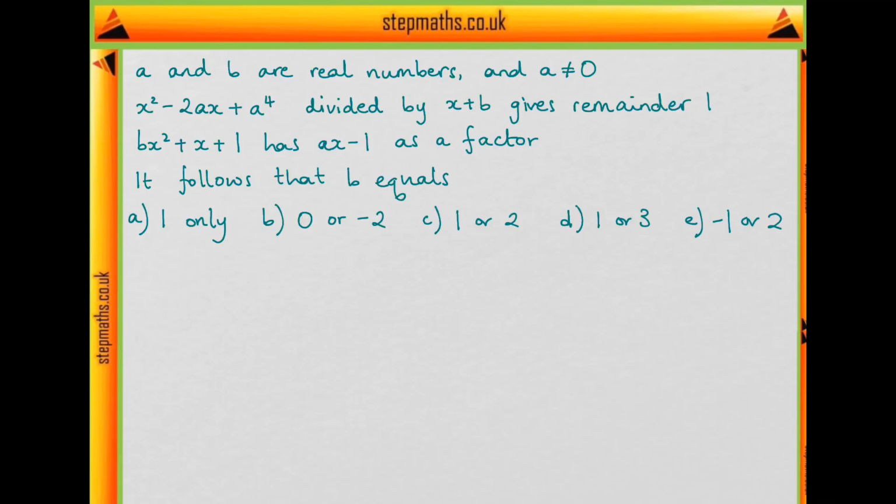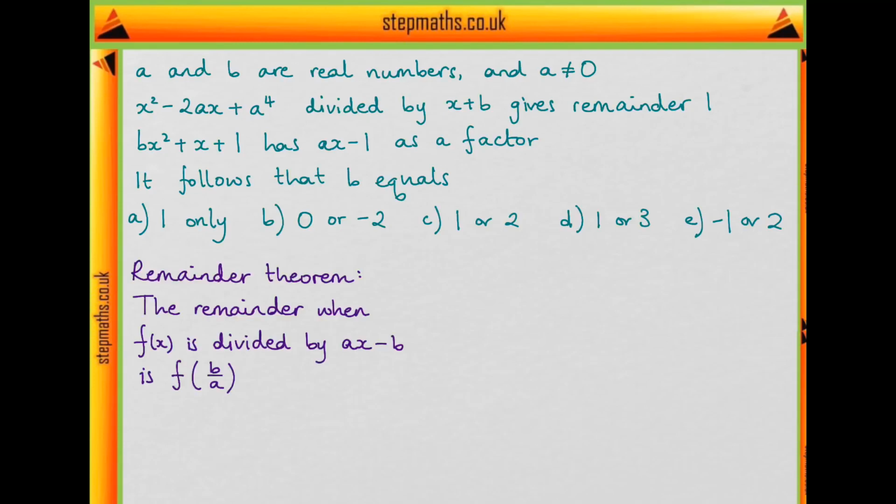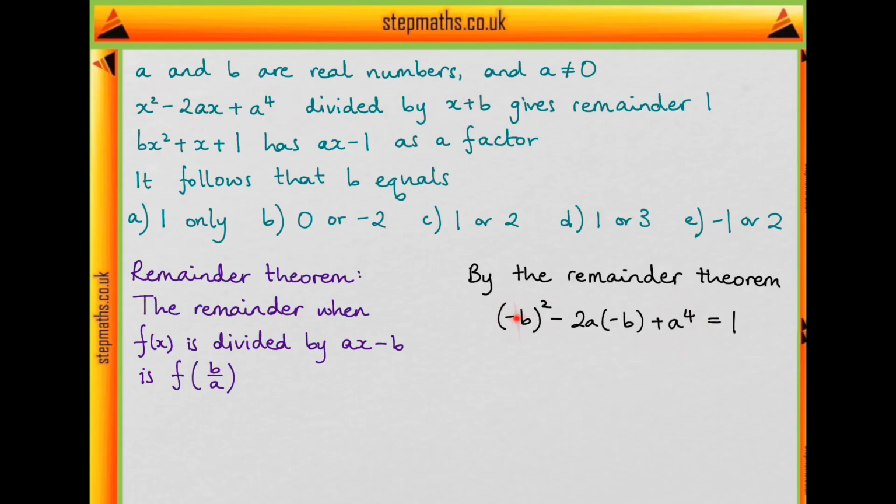Okay, so we're dividing by polynomials and talking about remainders, so let's use the remainder theorem. This basically says that when we have a polynomial f of x, and we divide by a linear polynomial like this, then our remainder is going to be the same as putting the root of this into our f of x. So using that on our first bit of information here, we're dividing this quadratic by x plus b. The root of this is minus b, so the remainder is just going to be the same as putting minus b into our quadratic, which is the left hand side here, and we're told that that's equal to 1.